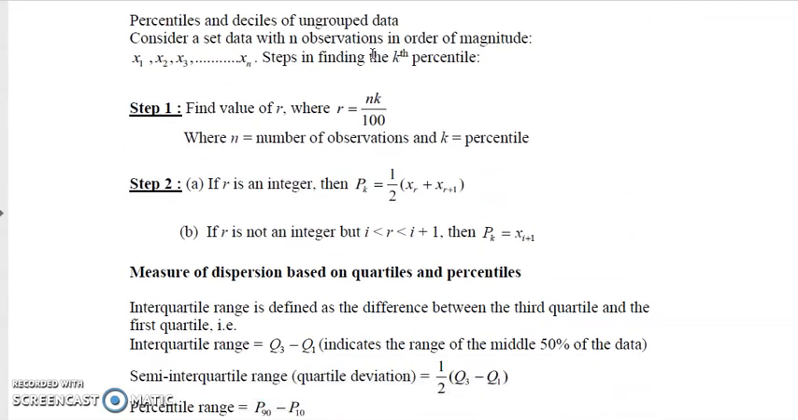Percentiles and deciles of ungrouped data, we are having the formula, which is first step you need to find the value of R. R is nk over 100. So then the next one, if R is an integer, you'll be using this formula, Pk is equal to 1 over 2 (xr plus xr+1). But if R is not an integer, then we'll be having Pk is equal to x(i+1).